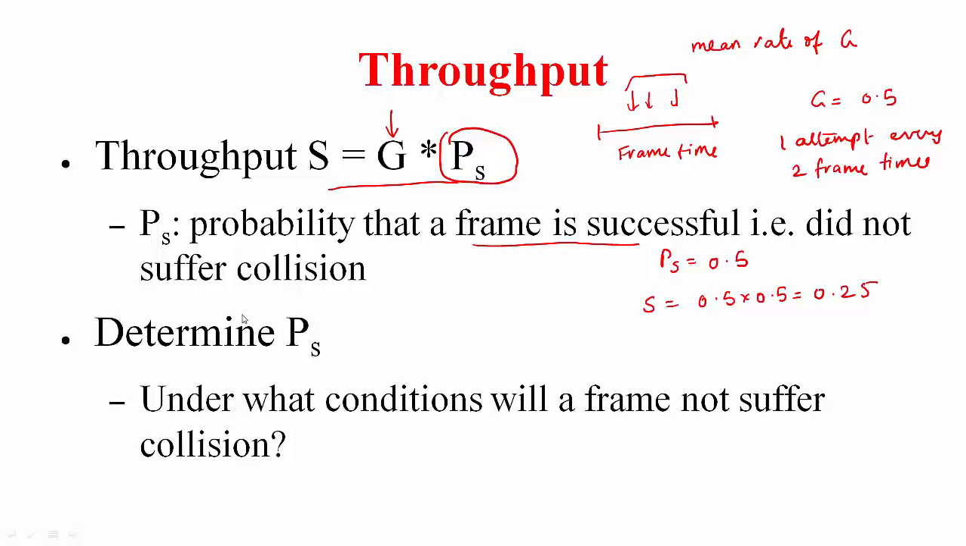So in order to calculate this throughput, as I said, g is given, we need to determine PS. So how do you determine PS? Under what conditions will a frame not suffer collision? Recollect the Aloha protocol. Basically, a sender sends whenever it has a packet to send. And if there is a collision, it waits for a random amount of time and tries to send it again. Now, if this is the protocol, under what conditions will a frame not suffer collision? Think about it, it's not that difficult.